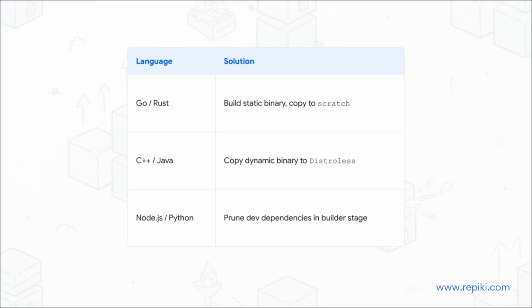See, it doesn't matter what language you're using. The core strategy is always the same. Build in a heavy, tool-rich environment, then copy just the essential artifacts into a minimal one. Whether it's a static binary for Go going into a Scratch image, which is literally an empty container, or pruning dependencies for Node.js, the principle holds true.